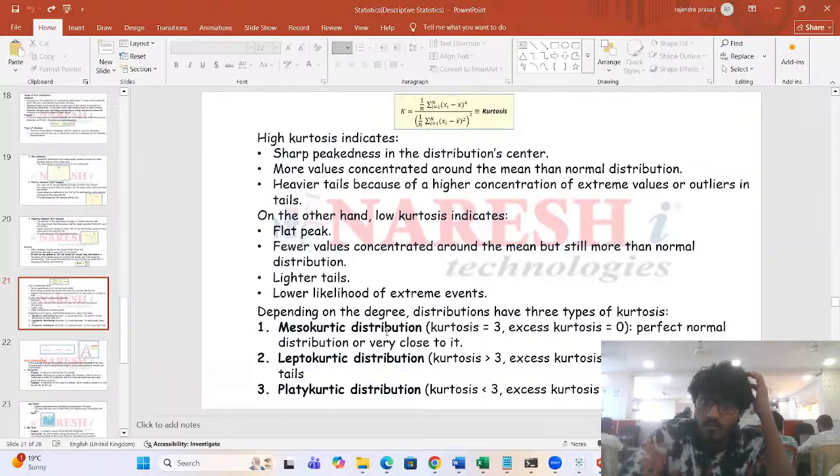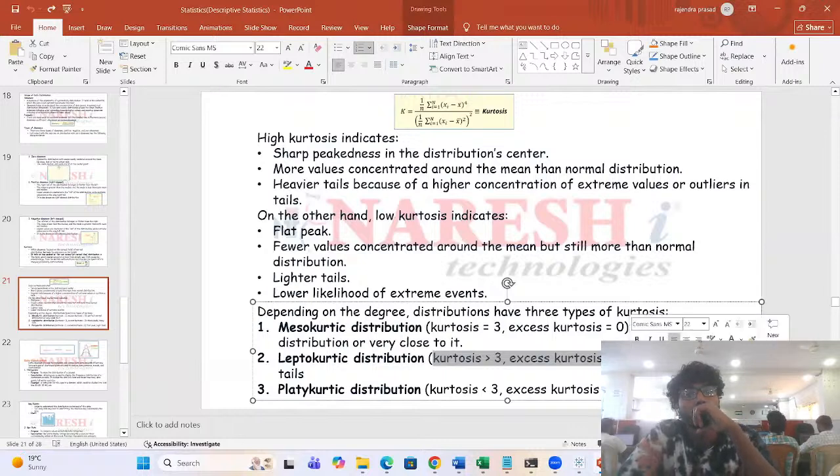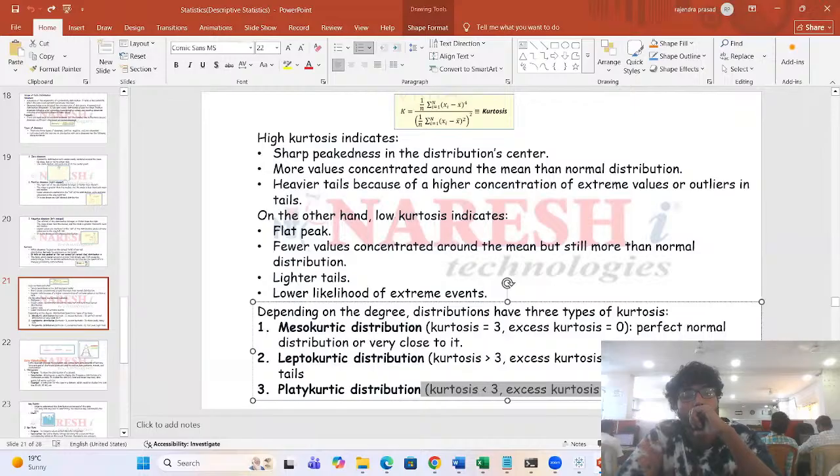Whenever you calculate the kurtosis value, if the kurtosis value is greater than 3, or greater than 0, then you say this is leptokurtic, meaning high peakedness, sharp peakedness. Next, whenever you calculate the kurtosis value and it is less than 3, or less than 0, that is a negative number, then you say that your data is having platykurtic.